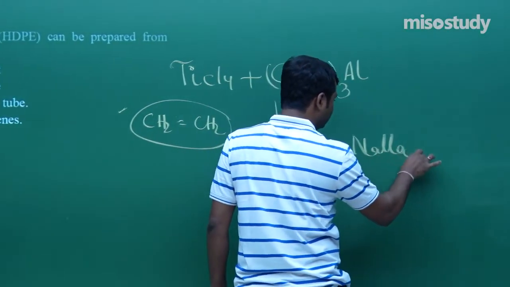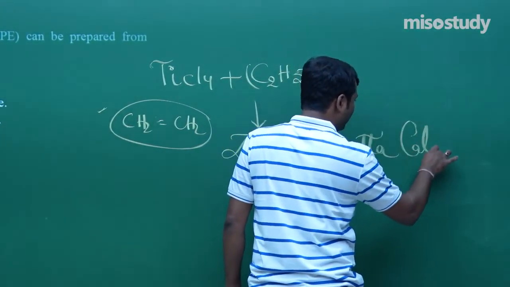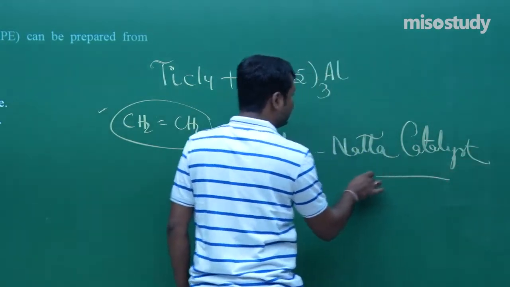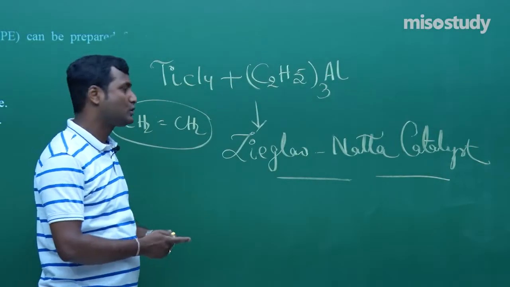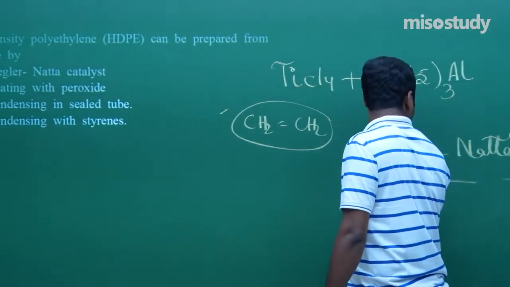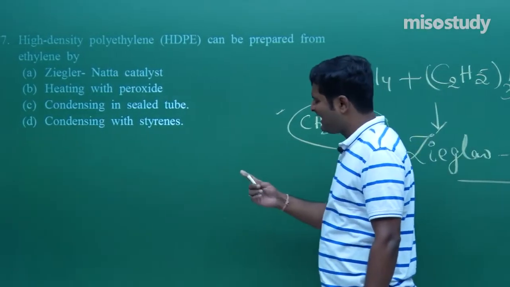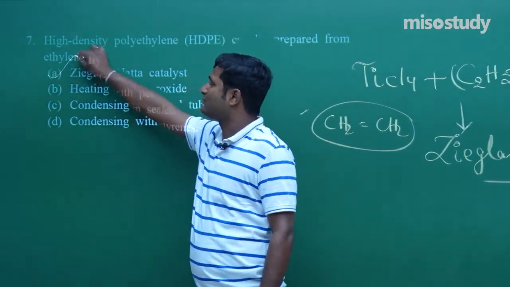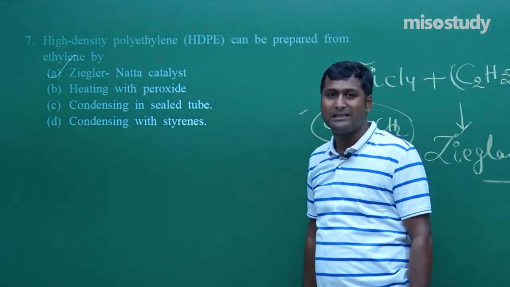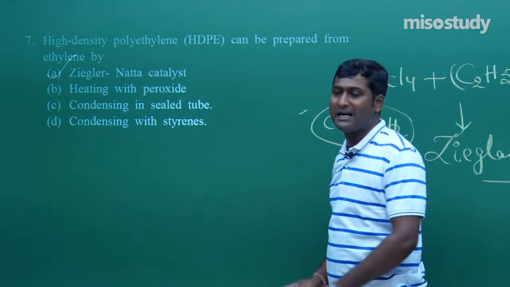Ziegler-Natta catalyst. Ziegler-Natta catalyst. Clear to you? So for question number 7, we can say that A is the correct option. Again I am repeating, for question number 7, A is the correct option, Ziegler-Natta catalyst.